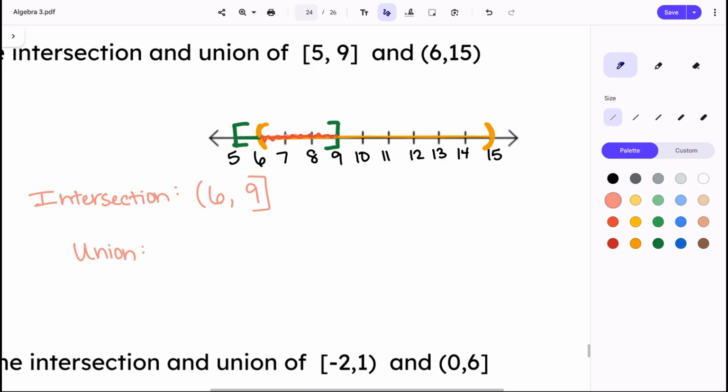Now the union would be, how do we write the notation that encompasses everything in the graph? So what's the lowest bound up to the highest bound? In this case, the lowest is what number? 5. And is it parentheses or bracket? Bracket. And then it goes up to, good, 15 parentheses. Okay, you guys do the next one.